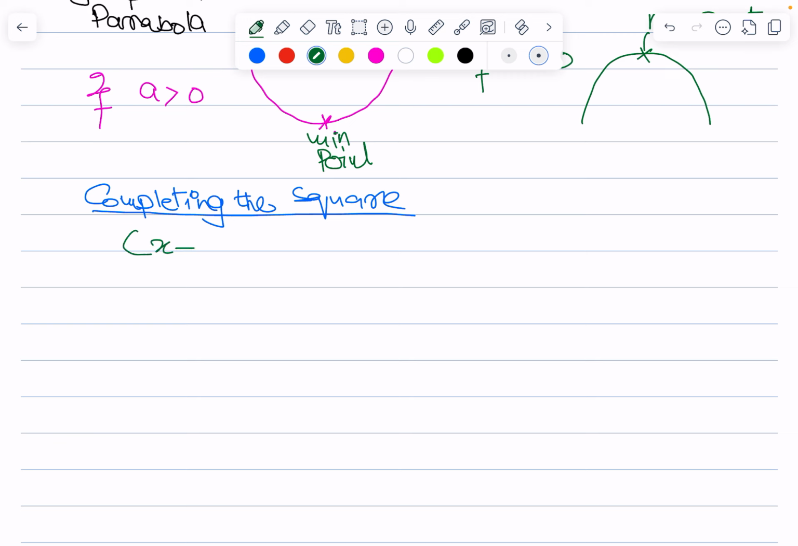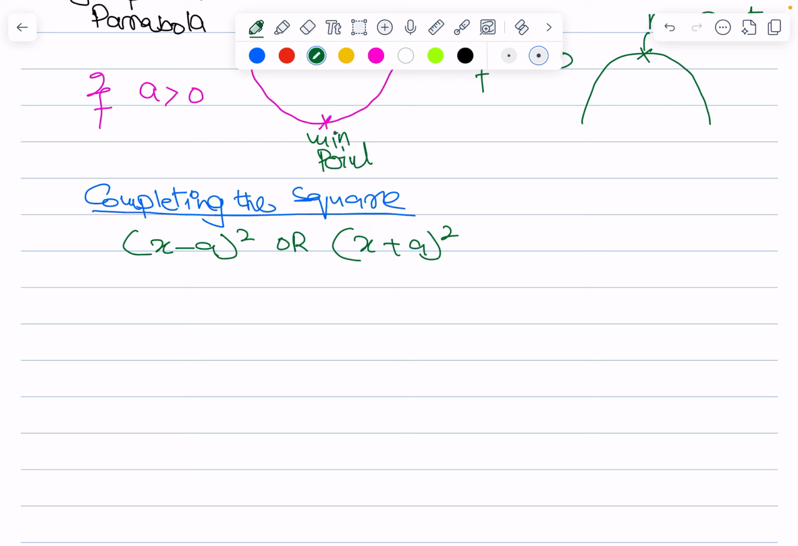x minus a whole square or x plus a whole square. So actually we have two different kinds of questions.